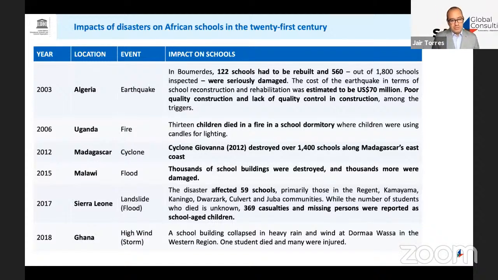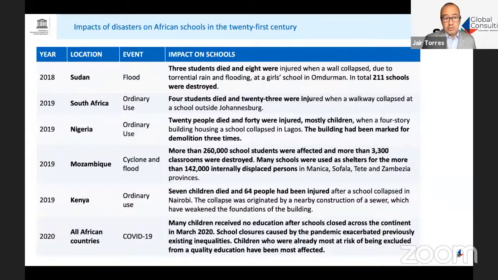We have issues of floods, where thousands of school buildings have been destroyed. We have issues of landslides that have affected many schools, for instance, in Sierra Leone. High winds, the case of Ghana, where some schools have collapsed. In Sudan, also floods, where some students have died. But also we have something that has become very, very usual in the last 20 years.